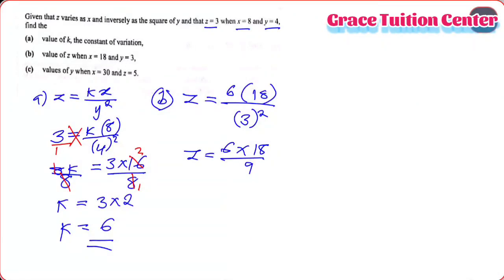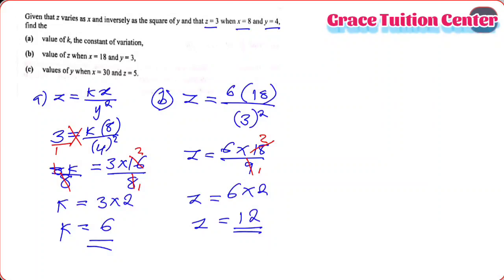So z is equal to 6 times 18 over 3 squared is what? 9. Here I can do my trick there. 9 there, 1. 9 there, 2. So meaning that our z is simply equal to 1 into 2 is just 2. So I have 6 times 2. Meaning that z is equal to 6 times 2 is what? 12. Yeah. There you have it. That is the value of z when x is 18 and y is 3.